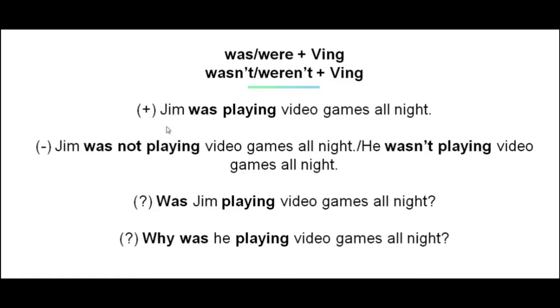Positive sentence. Jim was playing video games all night. Negative form. Jim was not playing video games all night. He wasn't playing video games all night. Question form. Was Jim playing video games all night? Another question. Why was he playing video games all night?